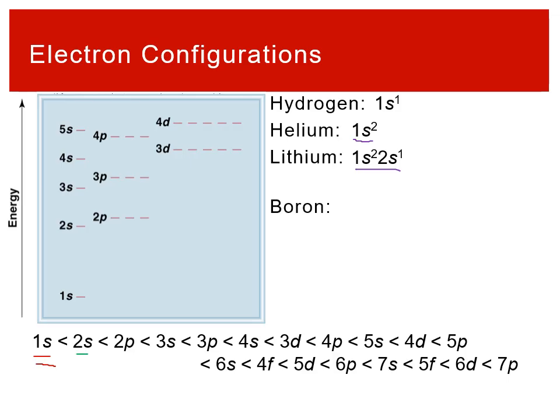If we go to boron, this is atomic number 5. We know it's going to start in that same way, 1s2, because the first 2 electrons go in there. The next lowest energy subshell is still the 2s. Boron has 5 total electrons, so the next 2 go into 2s. Then we finally get to the next highest energy, 2p.